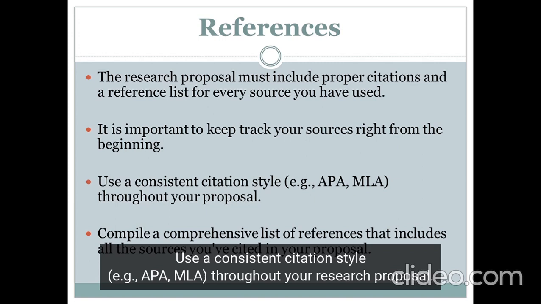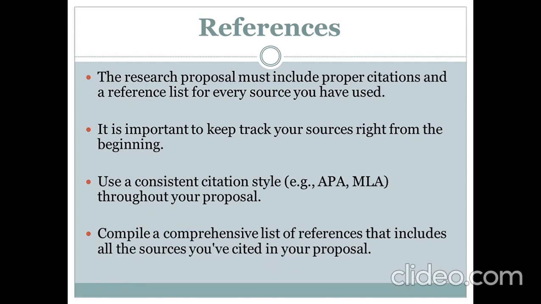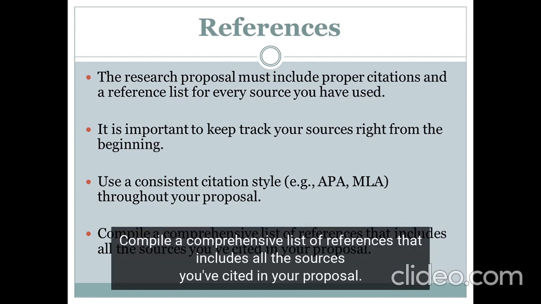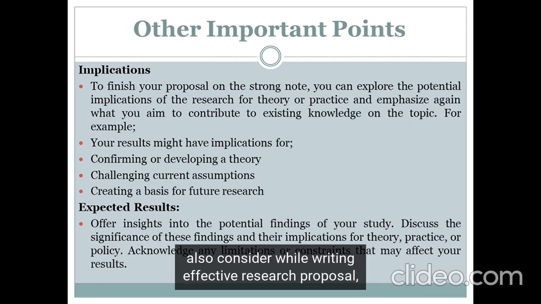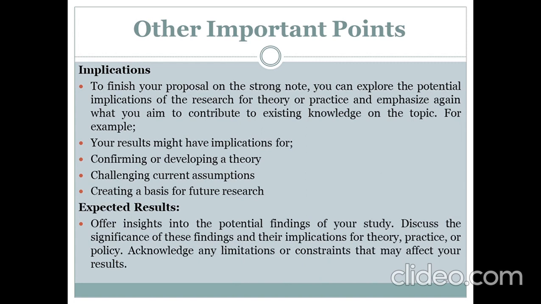Use a consistent citation style such as APA or MLA throughout your research proposal. Compile a comprehensive list of references that includes all the sources you have cited in your proposal. Besides these steps, another important point that you should consider while writing an effective research proposal is implications.